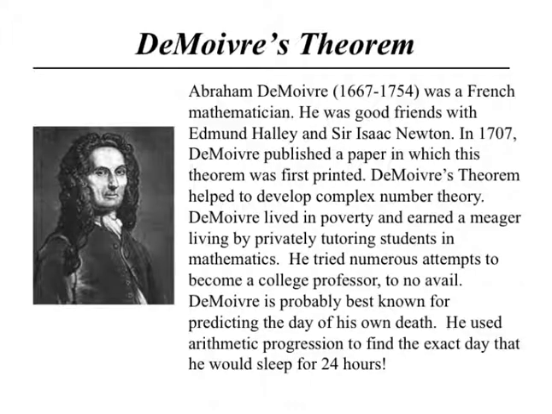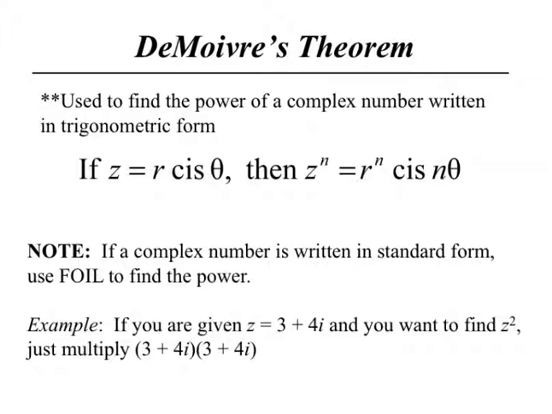De Moivre lived in poverty. He earned a meager living by privately tutoring students in mathematics. He made numerous attempts to become a college professor to no avail. De Moivre is probably best known for predicting the day of his own death. He used arithmetic progression, noticing that he was sleeping longer every night, and used it to find the exact day that he would sleep for 24 hours. Kind of interesting. He actually had it written down and published. So let's go ahead and talk about what De Moivre's theorem is.